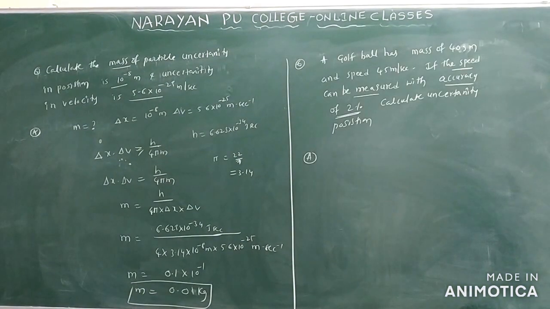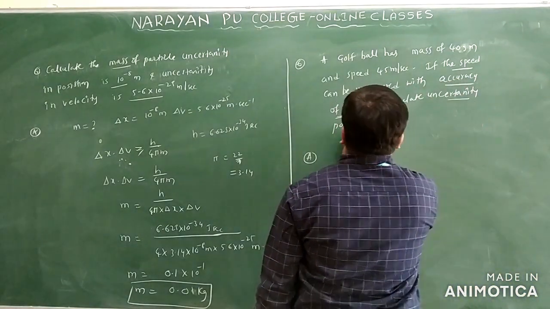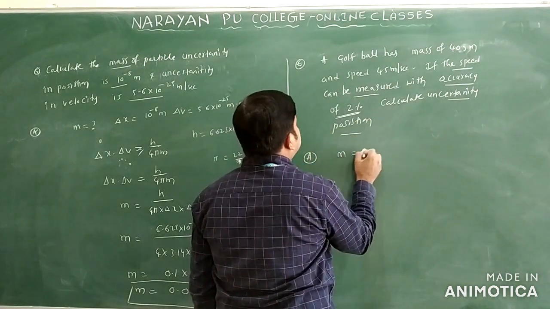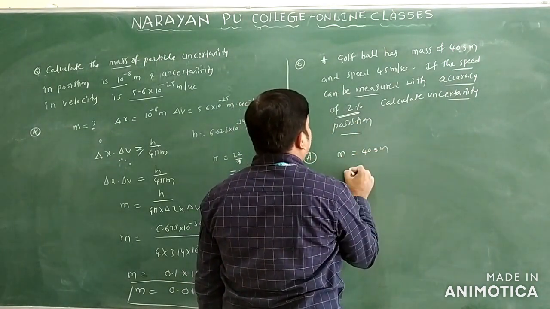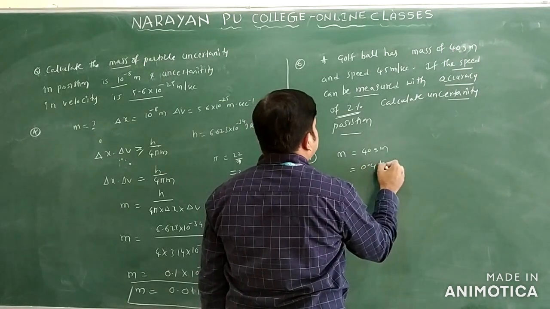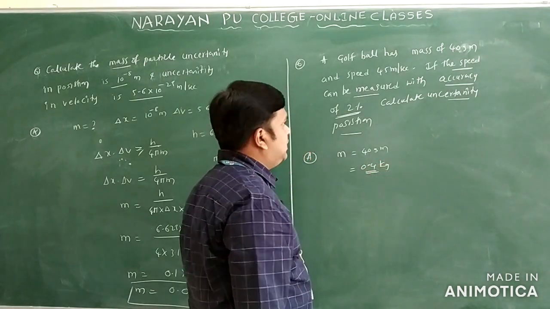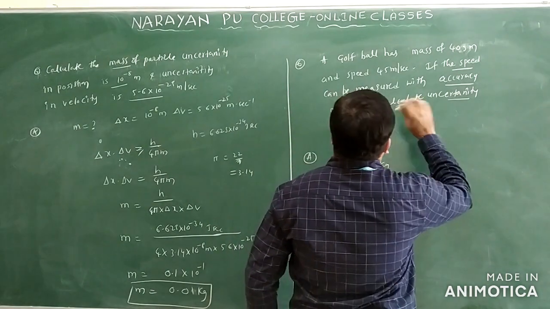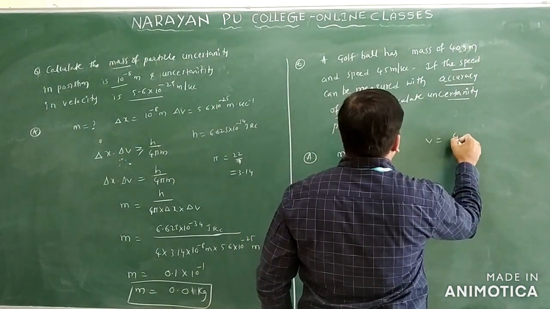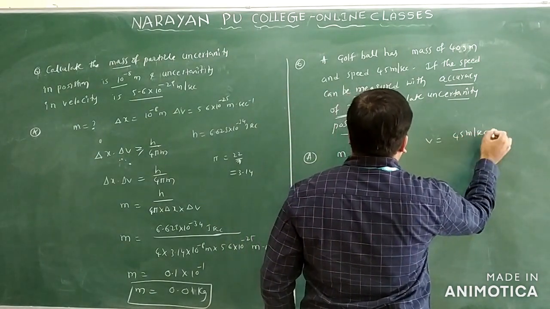The next question: a golf ball has a mass of 40 grams and speed of 45 meter per second. If the speed can be measured with accuracy of 2%, calculate the uncertainty in the position they are asking. Here, what is given? Mass is given as 40 grams, which you will write as 0.4 kilograms. Clear? And the speed, meaning velocity v, is given as 45 meter per second.